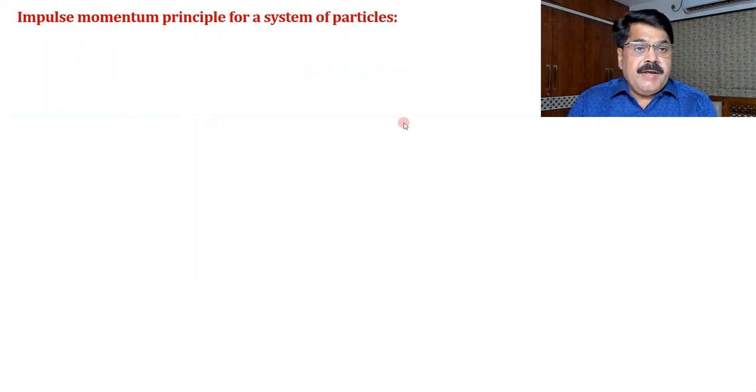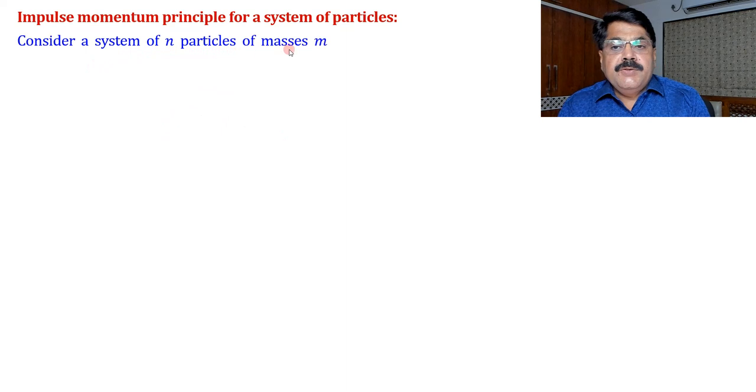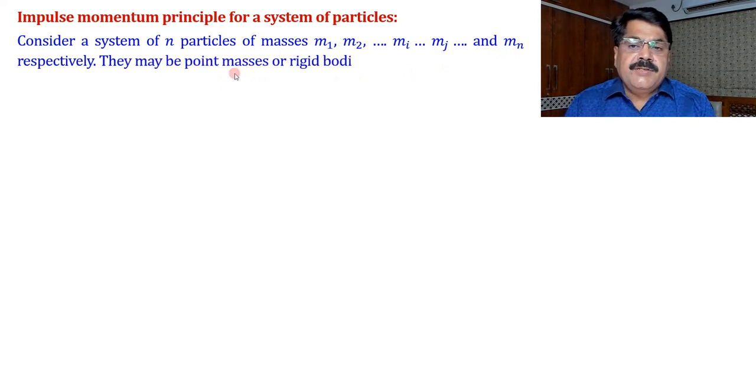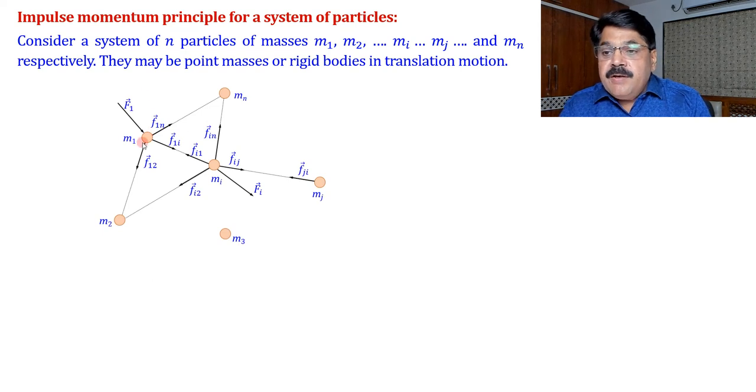For that purpose, we take the same example of a system of particles that we took while developing the work energy theorem for a system of particles. So we consider a system of n particles of masses m1, m2, mi, mj and mn. They may be point masses or rigid bodies in translation motion. Here I will reiterate that the notion of particle in mechanics means either a point mass or a rigid body in translation motion. So let us see the diagram here. You see the particle of mass m1, particle of mass m2, the particle of mass m3, mi, mj and mn.